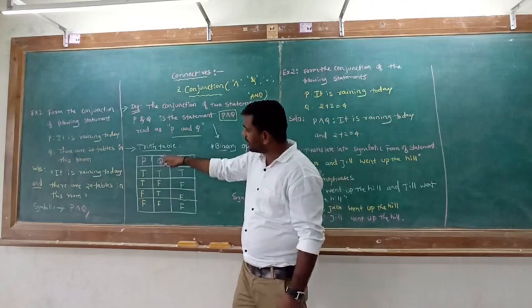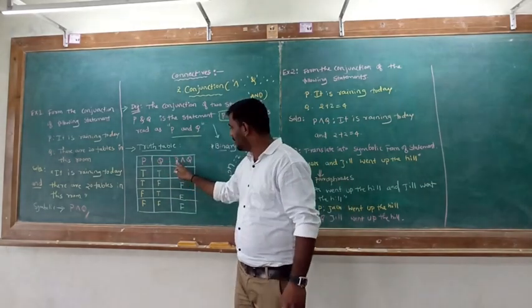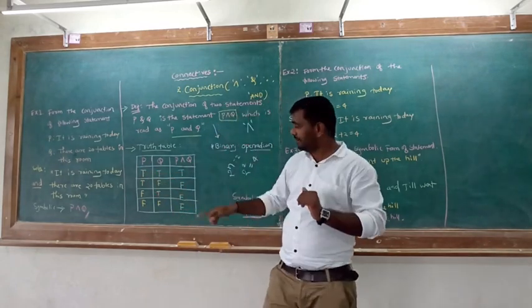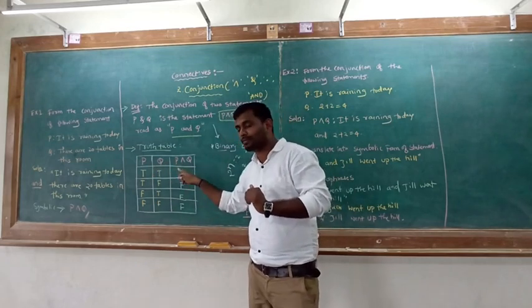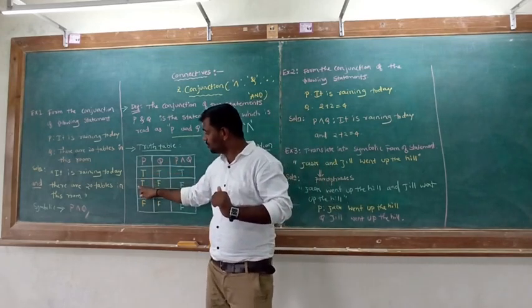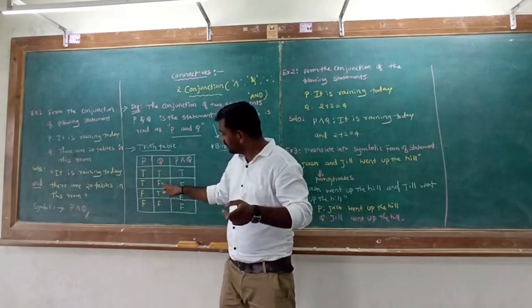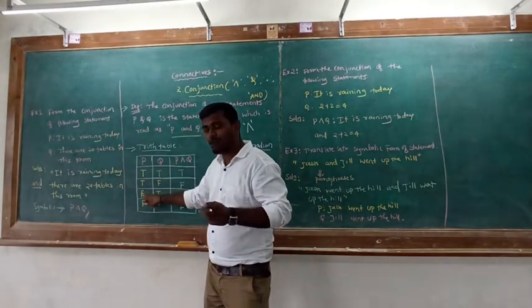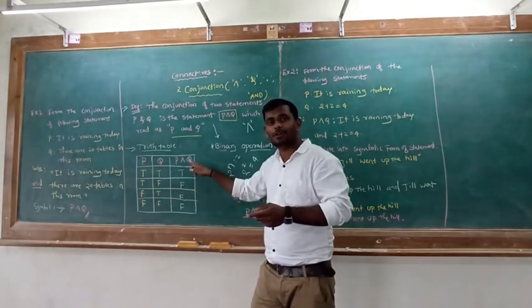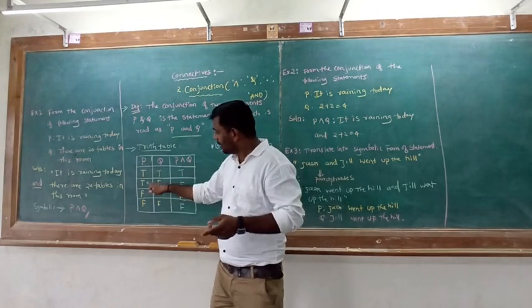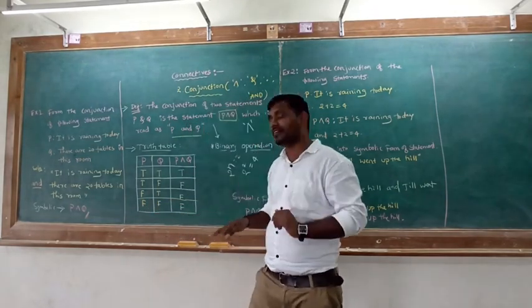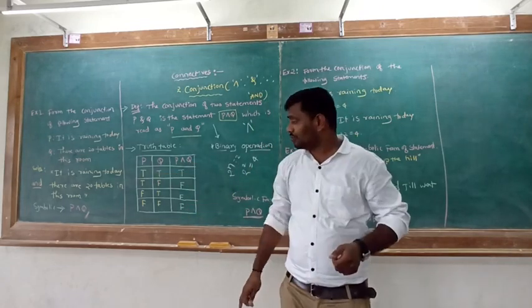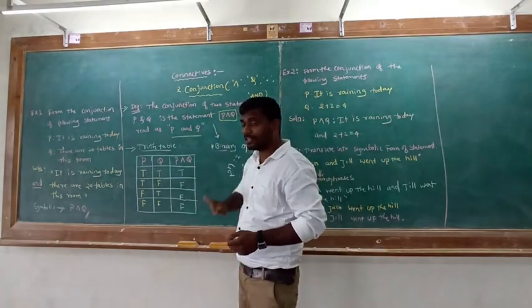And here we have the conjunction between these two statements, P and Q will be written. If both statements' truth values are true, then the conjunction of both statements will be true. If the first statement P is true and Q is false, then the conjunction of both statements will be false. If P is false and Q is true, then the conjunction of P and Q will be false. If both P and Q are false, then the conjunction of both statements will be false only. So this is the truth table of conjunction.